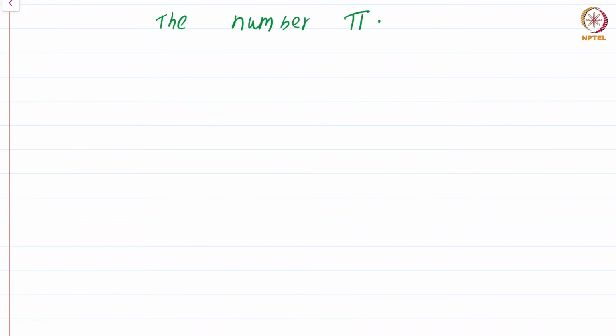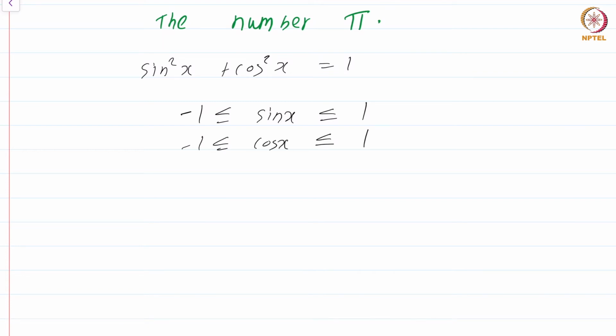In this module, we are going to define the number pi using the trigonometric functions and calculus. So we already know that sine squared x plus cos squared x is equal to 1. This immediately gives us the following inequalities: minus 1 less than or equal to sine x is less than or equal to 1, and minus 1 less than or equal to cos x is less than or equal to 1.